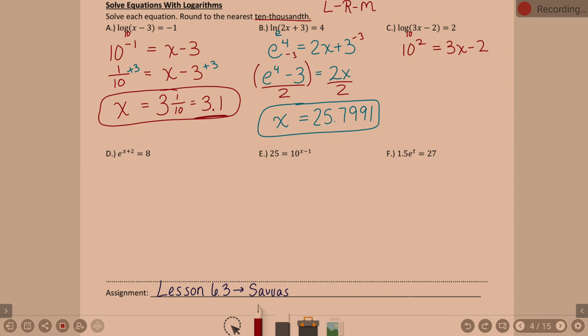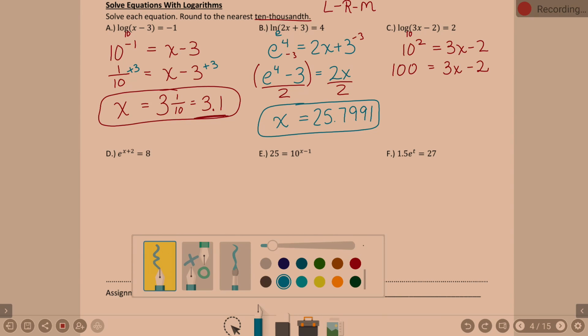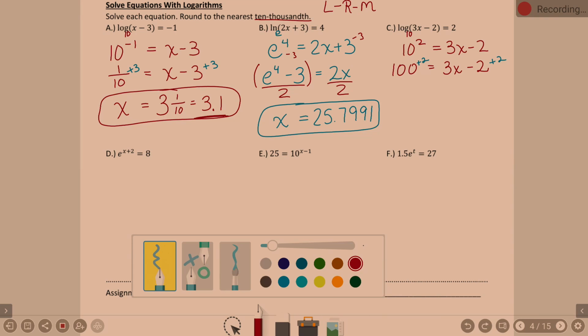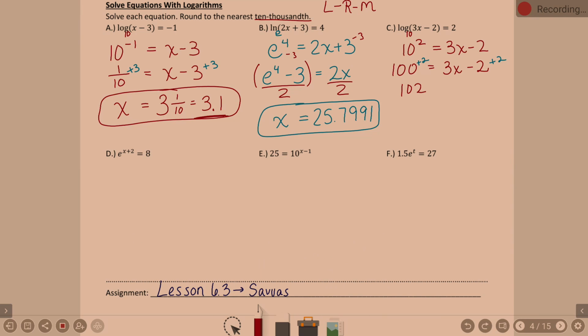Do some math. Some of you are ahead of me, I think. What is 10 squared? 10 squared is 100. How do I solve for x? Okay. If it's 3x minus 2, we're going to add the 2. And then 100 plus 2 is 102 equals 3x.